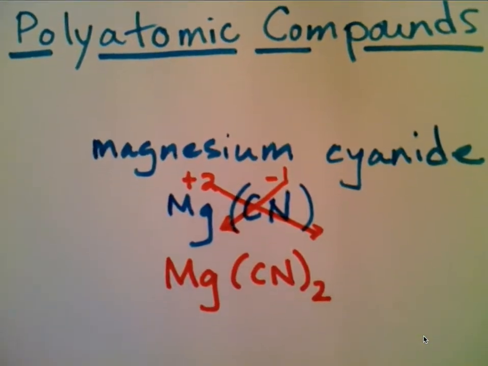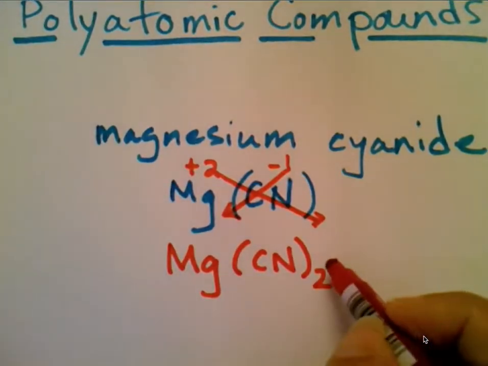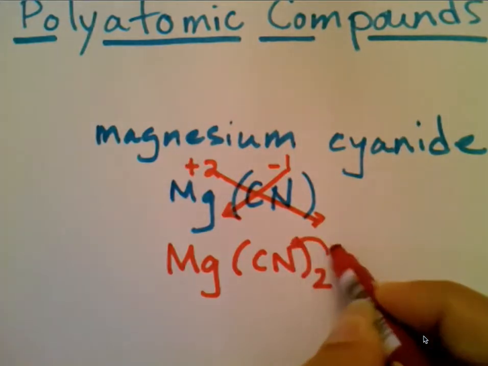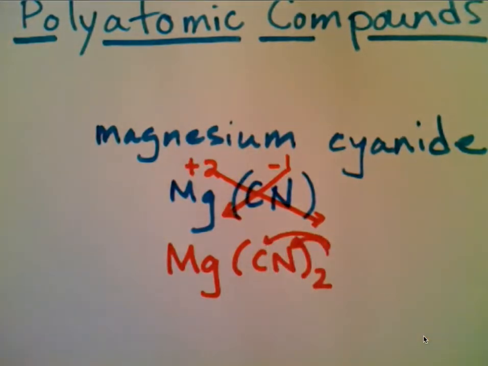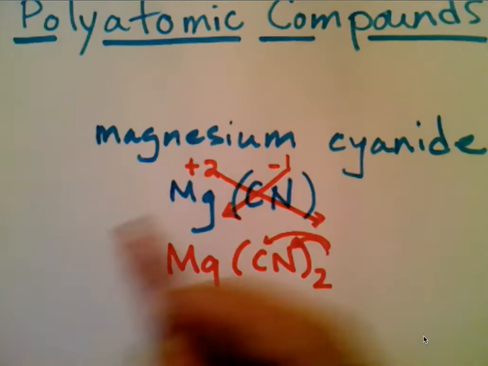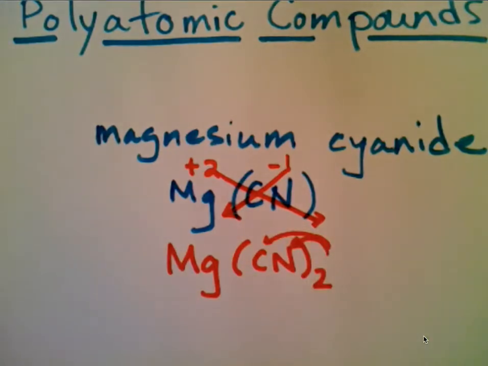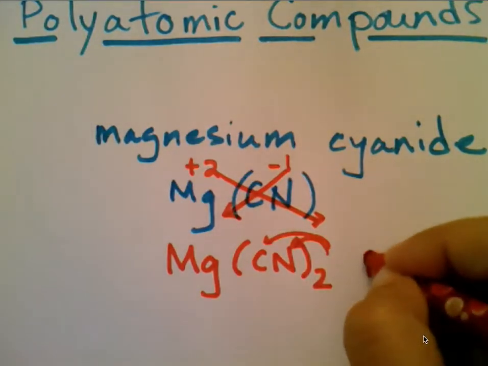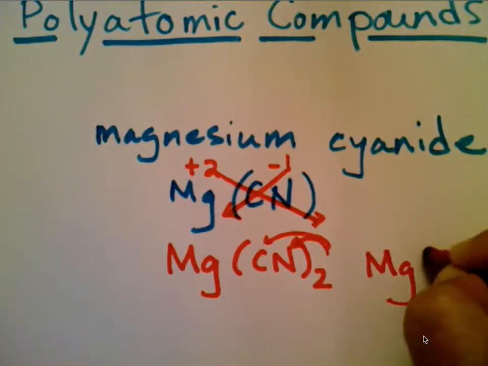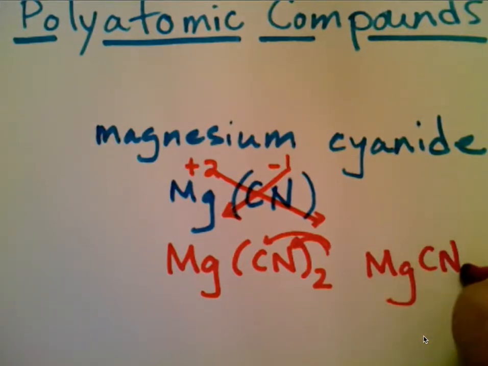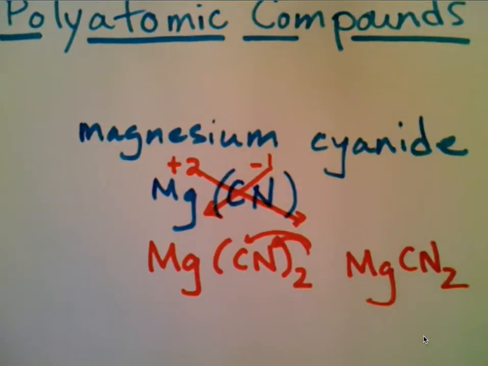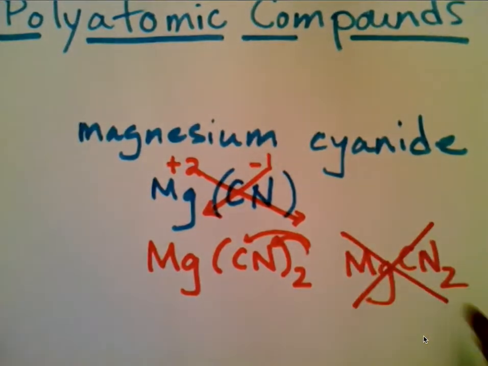Now, it's really important that the brackets are there so that this indicates that you have 2 nitrogen and 2 carbons in order to make this compound magnesium cyanide. If you had left the brackets off, your formula would look like this, and that would be incorrect. The brackets must stay on.